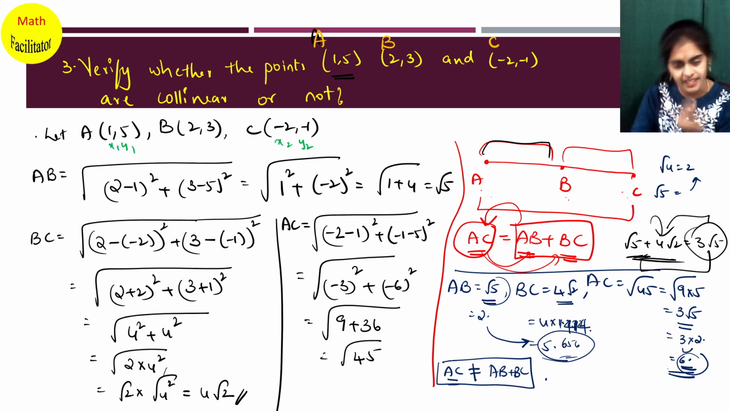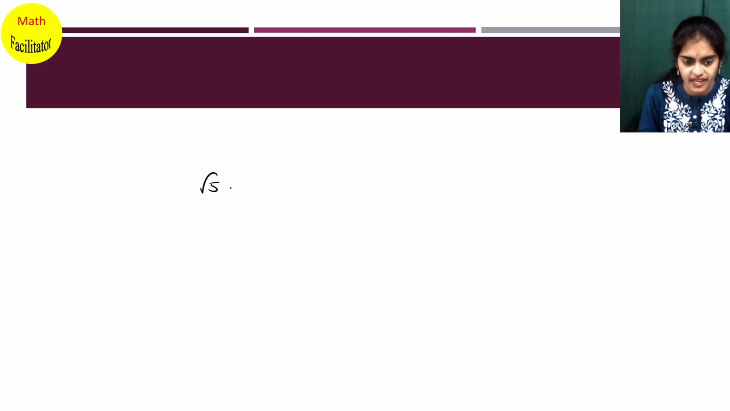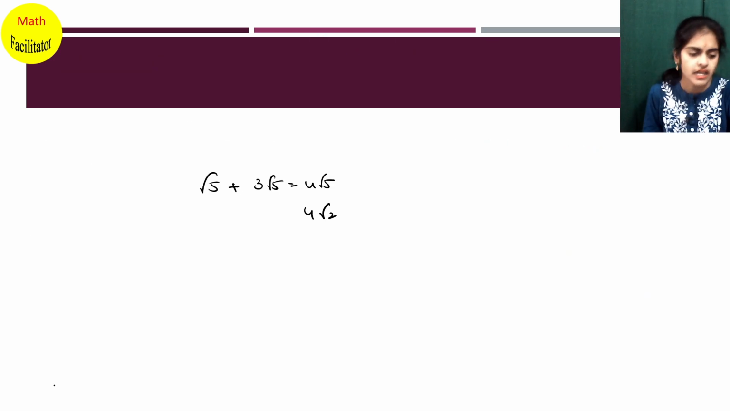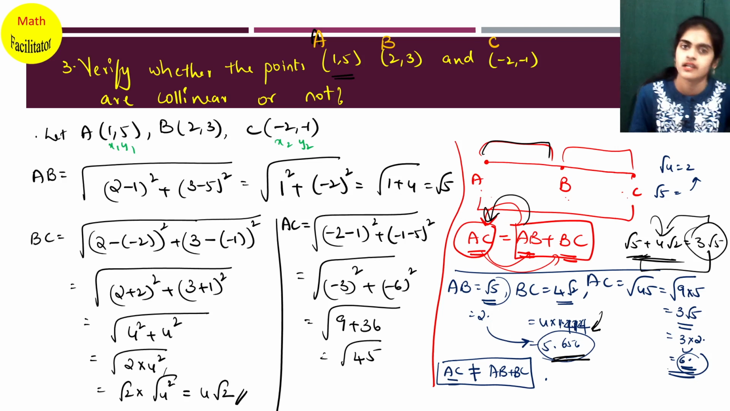Simple common sense. Otherwise, if you are confused with that, you can substitute the value, see the actual value, and then conclude. Otherwise, also you can conclude from here. I'll just write this step again. So you have root 5 plus, if you add 3 root 5, you have to get 4 root 5. But here in the question, in the distance, you got 4 root 2. So any which way, you will see that the sum of two distances is not equal to the other distance.